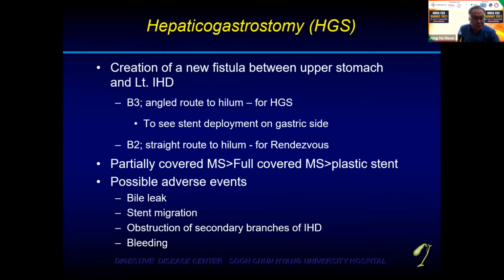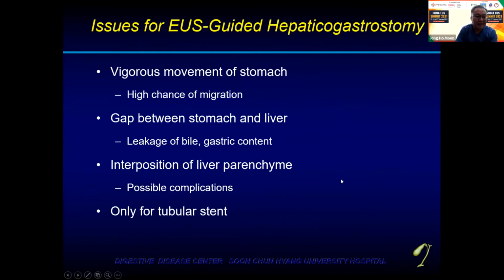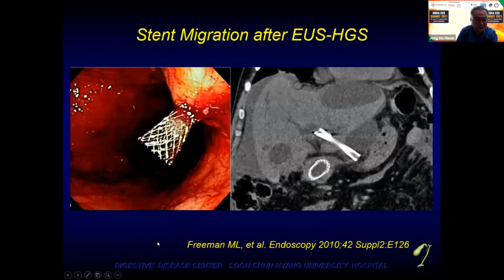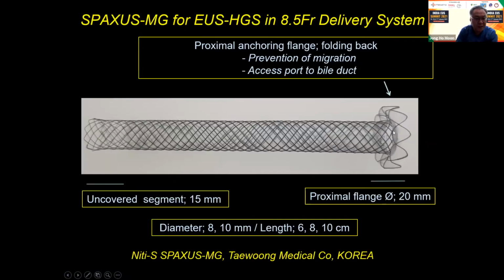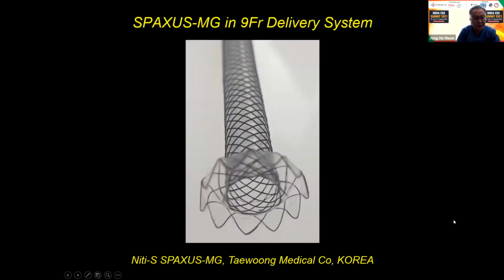Hepaticogastrostomy is the creation of a new fistula between the upper stomach and the left intrahepatic duct. But it has some critical issues, the most critical one being fatal stent migration after stenting. So we developed a Spaxus HG for EUS-guided hepaticogastrostomy. It has a 20 millimeter proximal anchoring flange to complete folding back to prevent migration, and each access port to the bile duct. And you can see the nicely deployed proximal flange here.